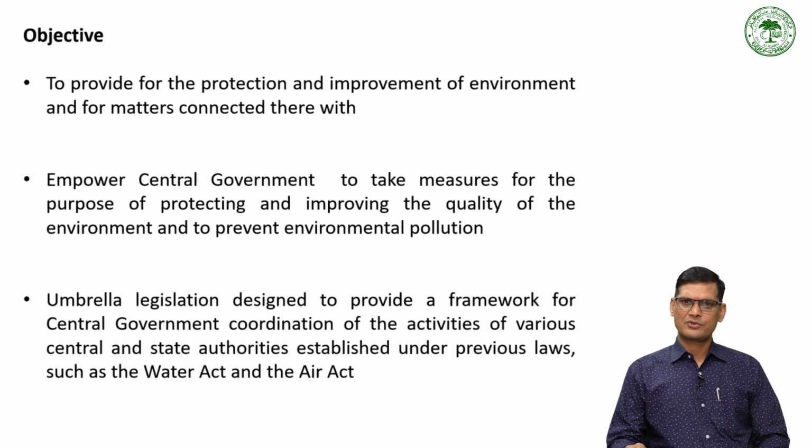Following are the objectives of the Act. The Act was passed to provide for the protection and improvement of environment and for matters connected therewith. The Act gives certain power to the central government to take measures for the purpose of protecting and improving the quality of environment and to prevent environmental pollution. The Act is an umbrella legislation designed to provide a framework for central government coordination of the activities of various central and state authorities established under previous laws such as the Water and the Air Act.